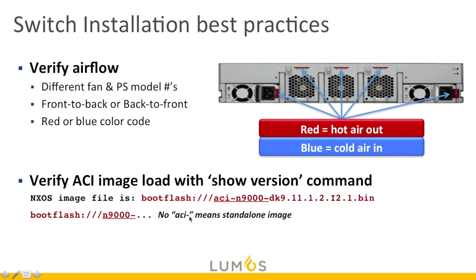Switch installation, best practices, verify airflow. We can do front to back or back to front. The fans are color coded. If they're red, that means we're getting hot air out, so that's front to back airflow. We're taking air from the front and then blowing it out the back. Blue means it's the opposite. So blue means cold air is going in to the back, and then hot air is going out to the front. So make sure you order the right fan module for that.